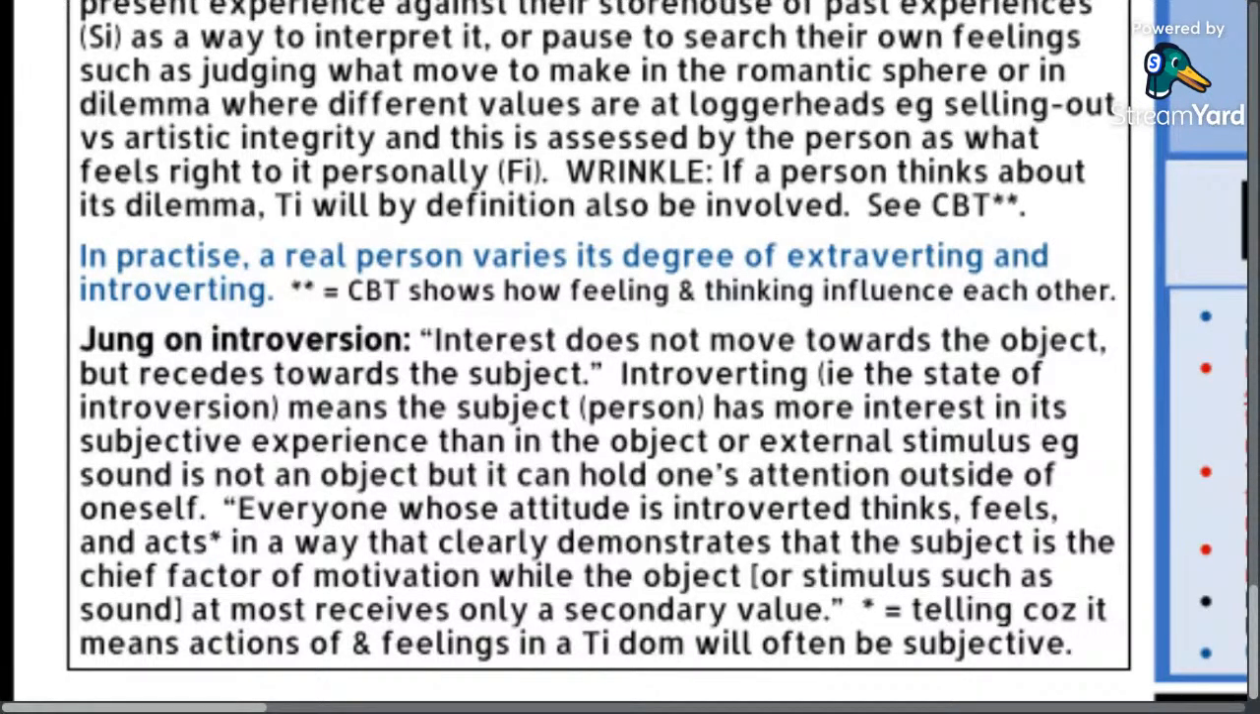I think I will do that, just to show you how I clean this up. Right. Introversion. First of all, I changed libido to interest, because that's what it's correlated to. I read that in a different book of Jung's. Right. Here we go.